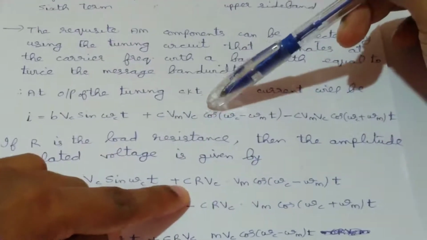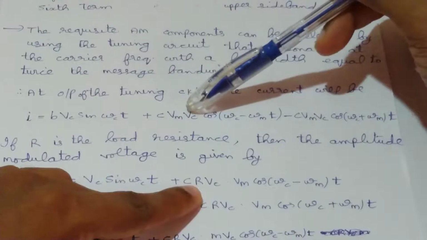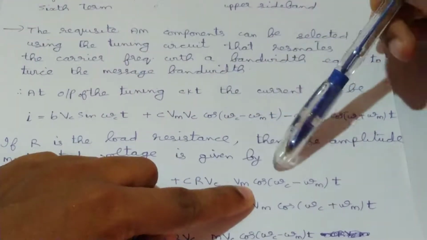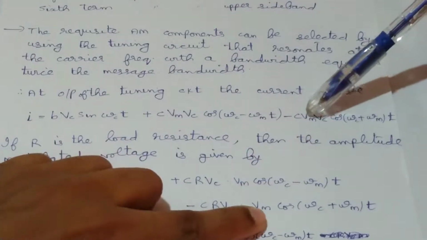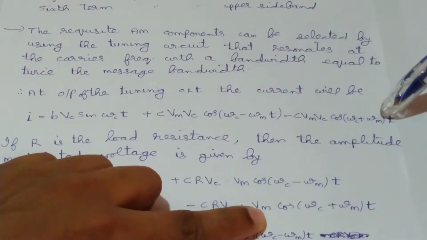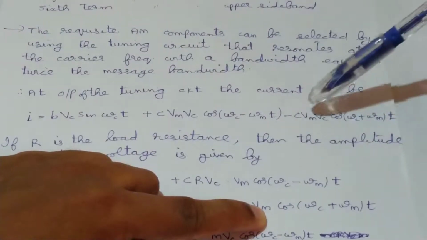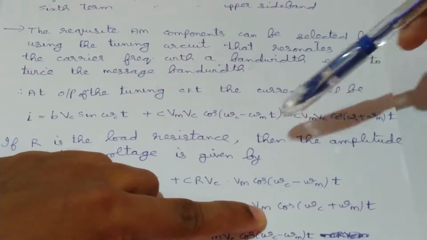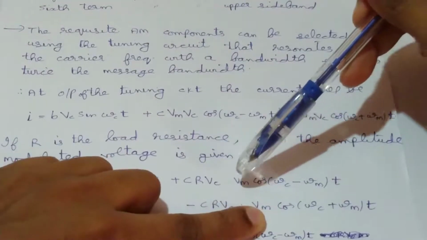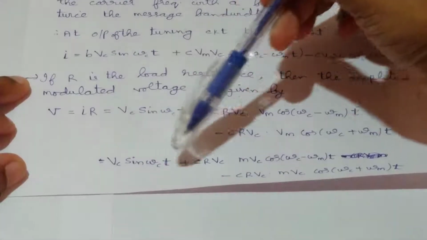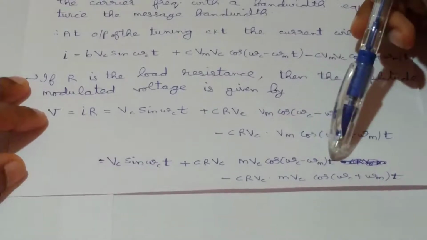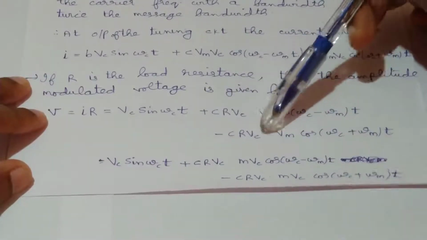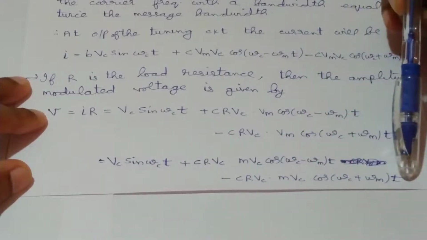Then when we multiply this one with R, it will be C R Vc into Vm cos (omega c minus omega m) t minus C R Vc into Vm cos (omega c plus omega m) t. Then we know Vm is equal to m into Vc. So I am going to substitute m into Vc for this Vm. Then we will get V equal to Vc sin omega c t plus C R Vc into m Vc cos (omega c minus omega m) t minus C R Vc into m Vc cos (omega c plus omega m) t.